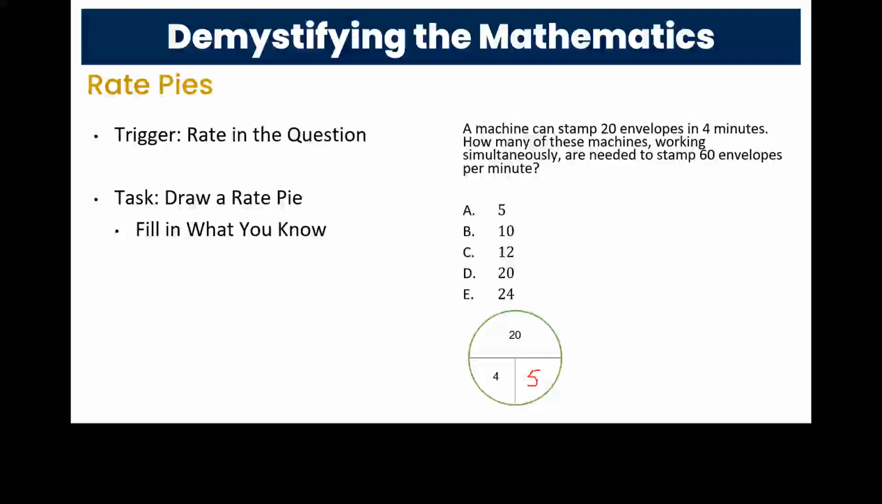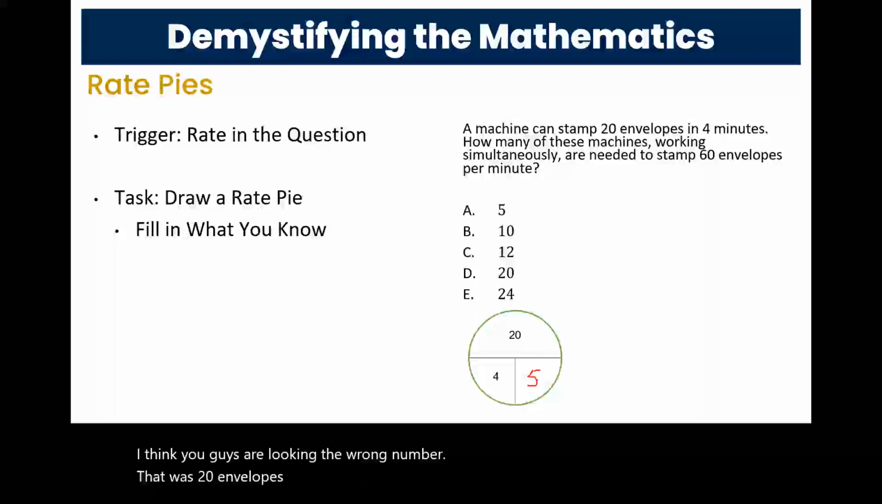So 5 times 5 is 60. I think you guys are looking at the wrong number. That was 20 envelopes in 4 minutes. This is envelopes per 1 minute.